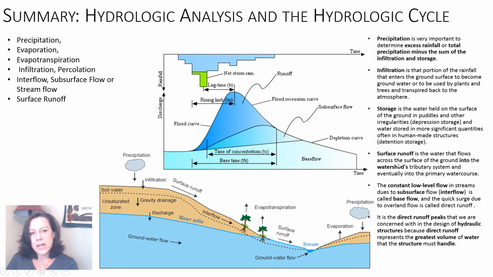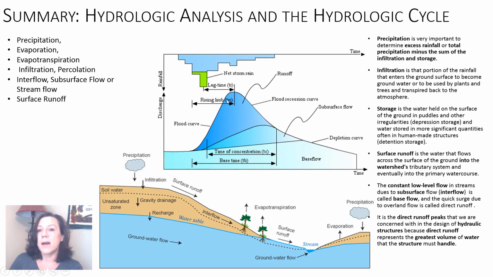Over here, definitely take a look at the definitions that I've got. I've got precipitation excess, or excess rainfall, which is the total precipitation minus the sum of the infiltration and storage. Notice our biggest abstractions are the infiltration and storage. And then it goes on to explain what infiltration is. Reread these because you'll be expected to know these terms.